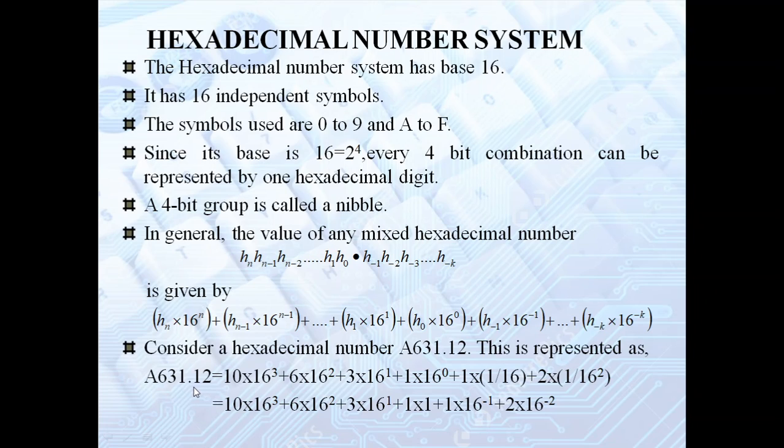And after the hexadecimal point, 1 is the first fractional position and it is multiplied with 16 power minus 1. And the second fractional position is 2. It is multiplied with 16 power minus 2. By adding each digit of a hexadecimal number in a power of 16, we can find the decimal equivalent of the given hexadecimal number.